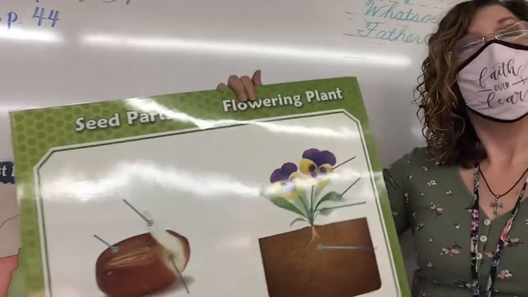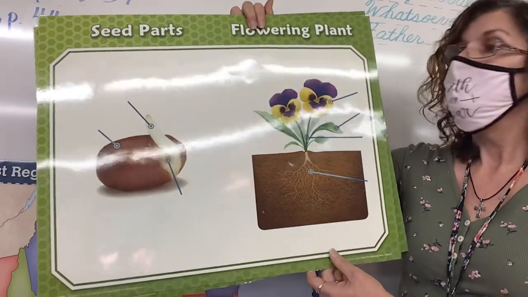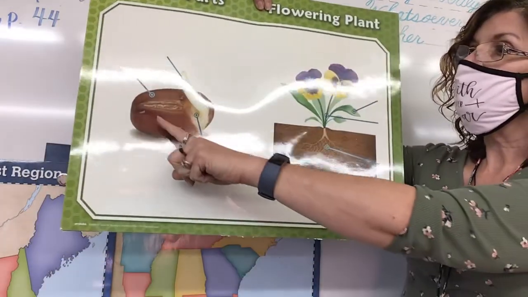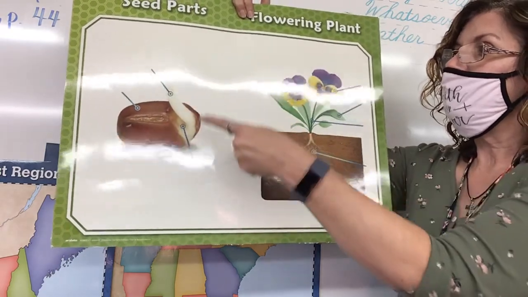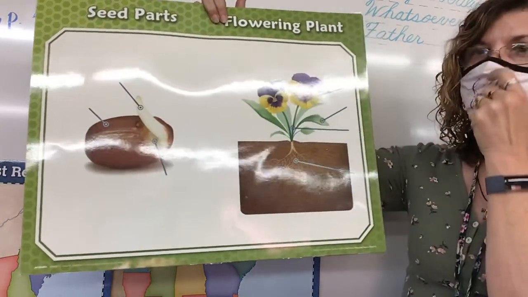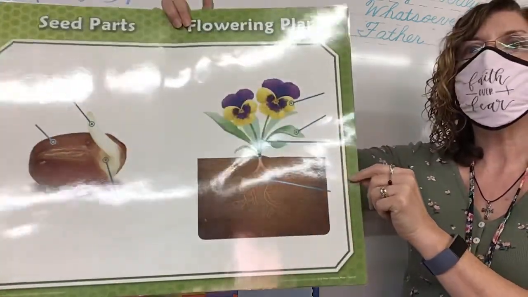Review these charts for the quiz on Friday and for the test. So first, let's review what we had on the last quiz. Let's review the seed: seed coat, baby plant, stored food. Now, this will be on the quiz on Friday. We will label the parts of this plant.